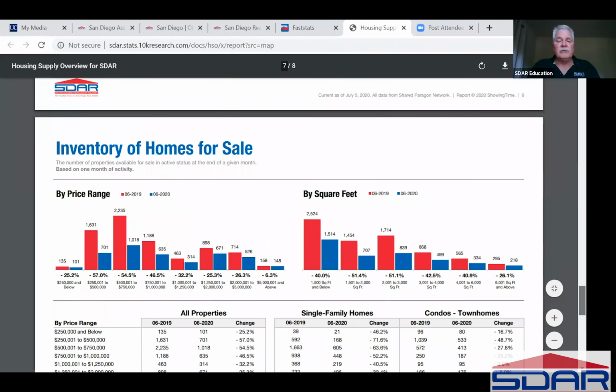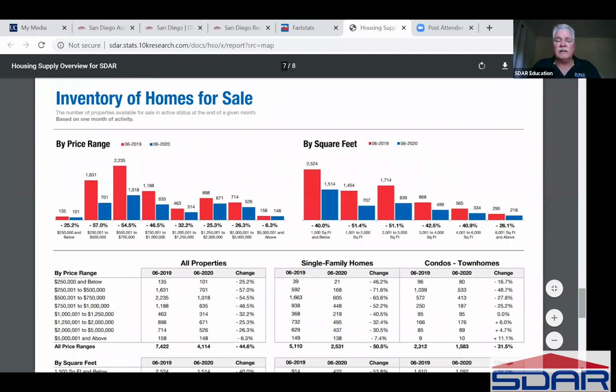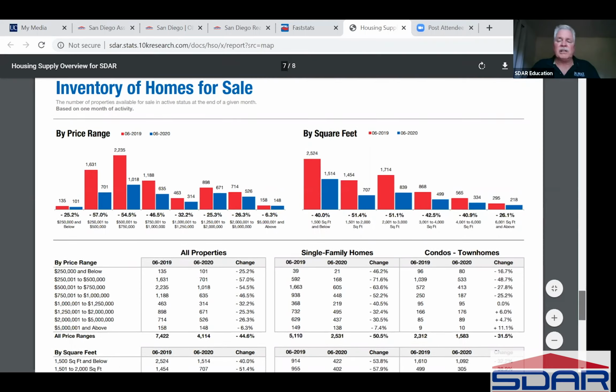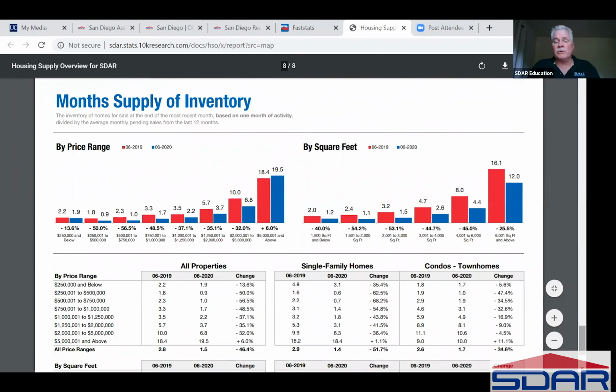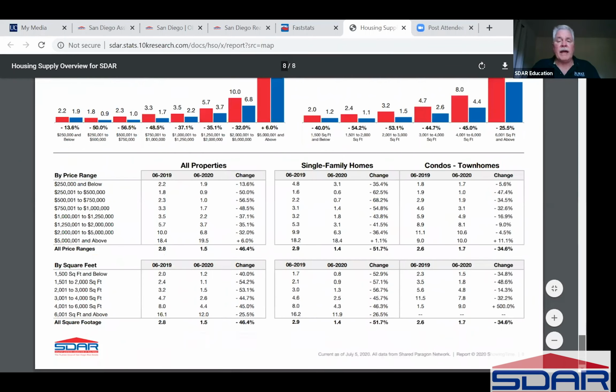Some of this, you'll all be really good at if you use some of this information. Inventory of homes for sale by price range, and that's an interesting statistic, versus by square footage. I just think those are good numbers to be able to use. My monthly supply of inventory, once again, is a scary thing. I'm kind of concerned about that, but that's just the nature where I am.